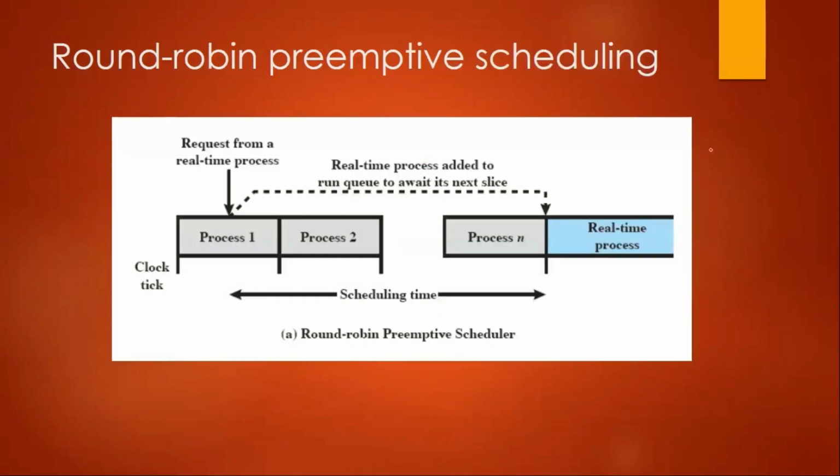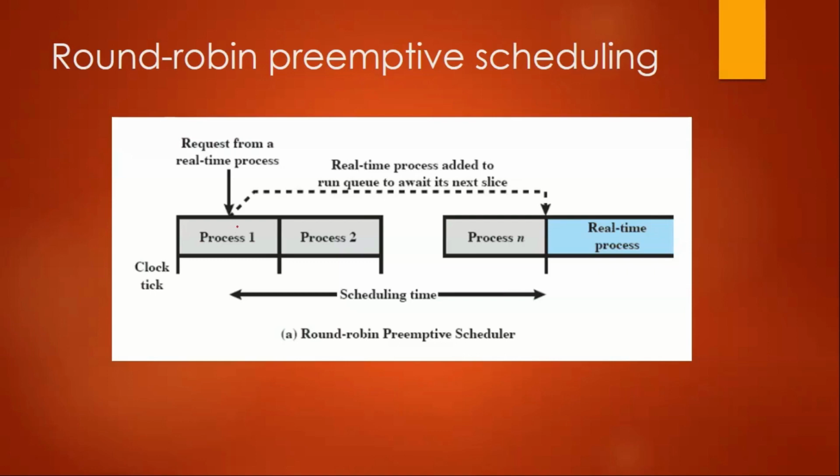The round-robin preemptive scheduling. Round-robin scheduling is a preemptive process scheduling algorithm. Each process is provided a fixed time to execute. Once a process is executed for a given time period, it is preempted and another process executes for a given time period. Round-robin scheduling is simple, easy to implement, and starvation-free. Round-robin scheduling can be applied to other scheduling problems, such as data packet scheduling in computer networks.